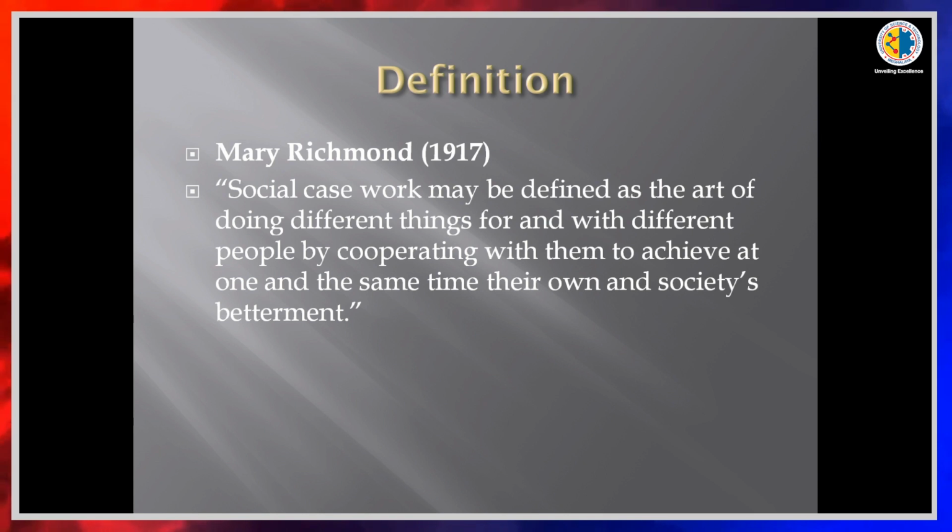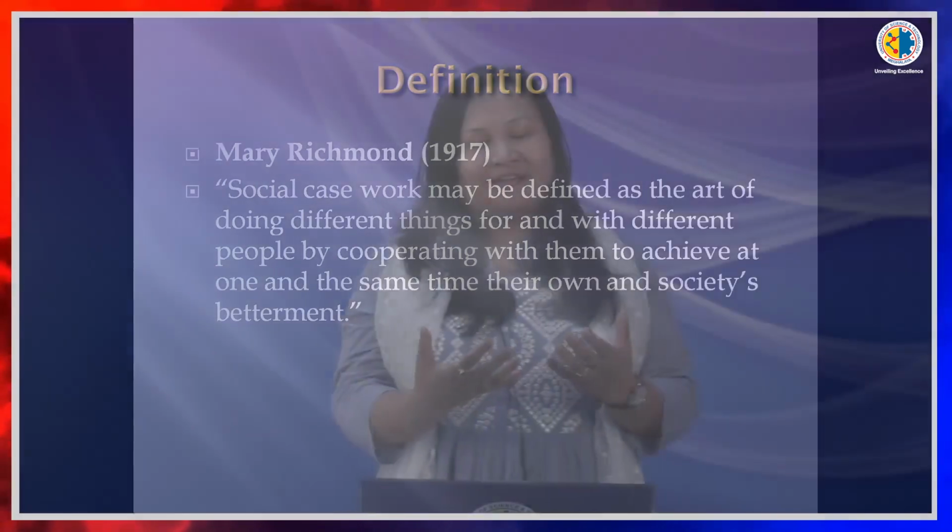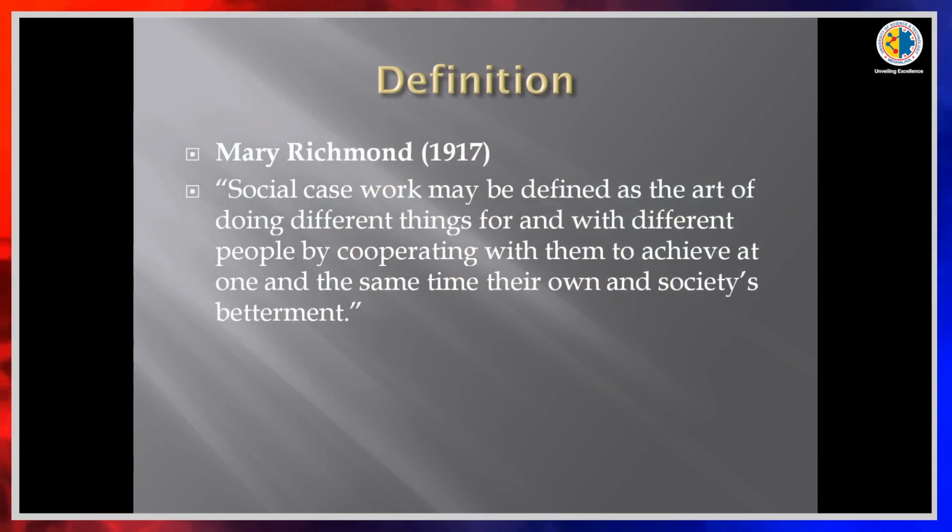Here in this slide, you will see that Mary Richmond in 1917 very clearly put forward, for all of us to read and understand, the definition of social casework. Mary Richmond said that it is an art of doing different things for different people at the same time, so that it helps the individual himself or herself, the family, the community and society at large.